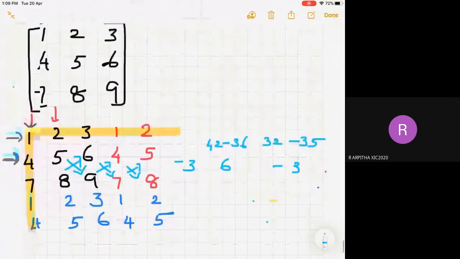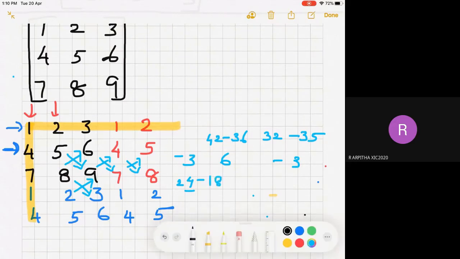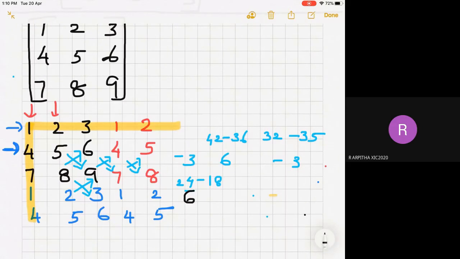Okay. Now cofactors of the second row. In the same manner you multiply. Next, 8 into 3, that is 21 minus 18. So what am I getting? Sorry, 8 into 3 is 24 minus 18. Okay, 24, I am writing here. 24 minus 18, so the answer is 6. This is minus 3, 6.